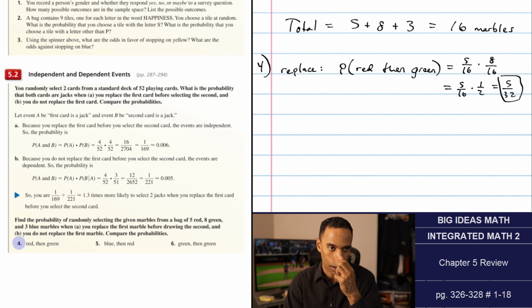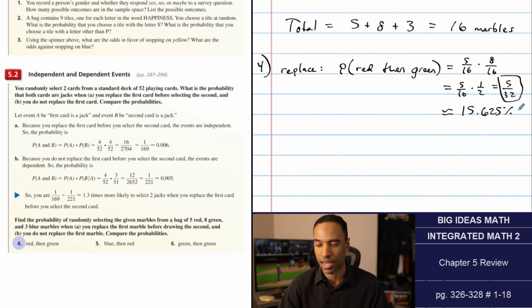I'm getting 0.15625. I'm more inclined to do the percentage, 15.625%. Now that's exact. There was no rounding on that one, so let me actually put exact on that guy there. Now, what if we do not replace?